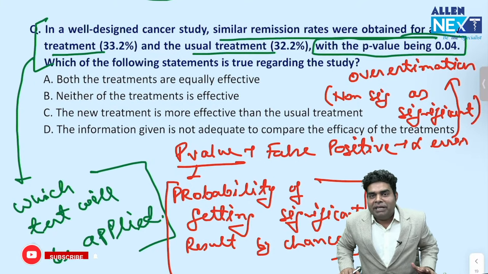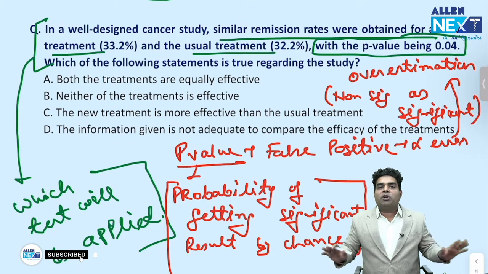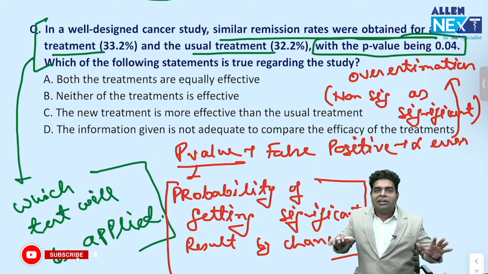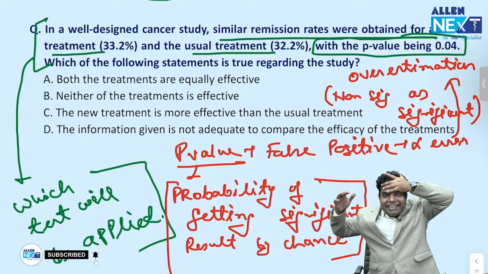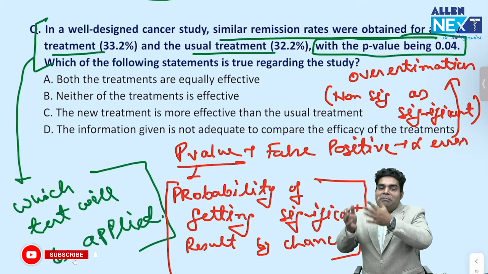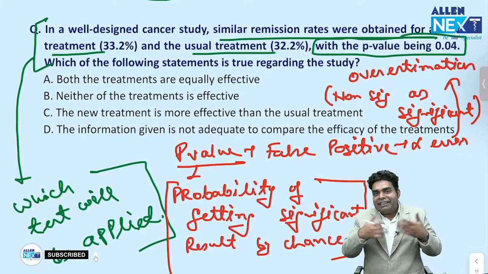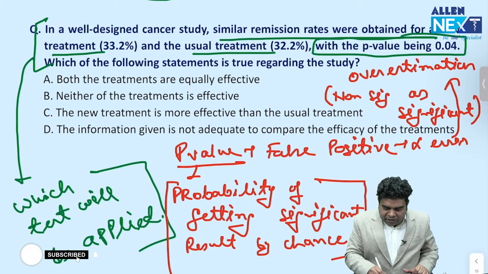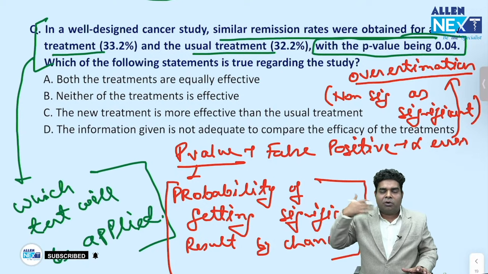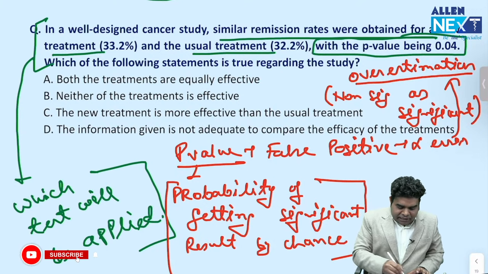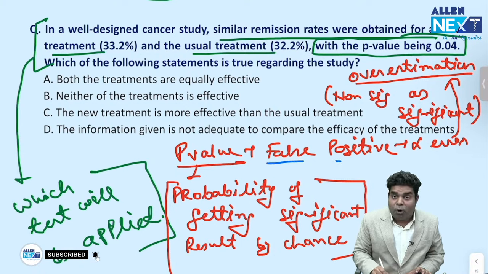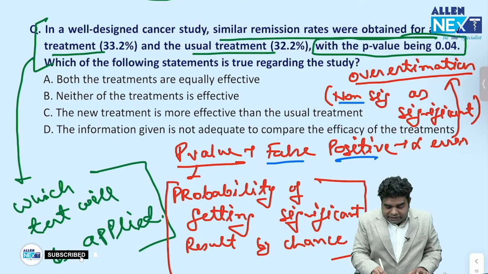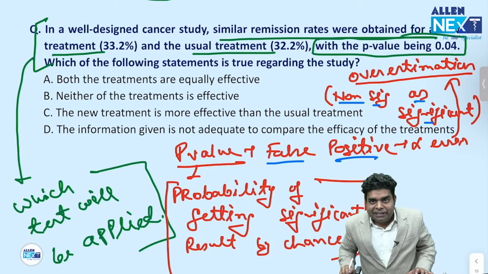So Baba Ramdev did his trial on people who were asymptomatic, without fever. And then the researcher said that Coronil can treat corona fever. So if it is done on people without fever, how can they say that it can treat fever? You understand what they were doing? They were trying to overestimate the effect of the Coronil drug. They were trying to give a false positive report for Coronil. They are saying non-significant Coronil as significant. So that is alpha error.